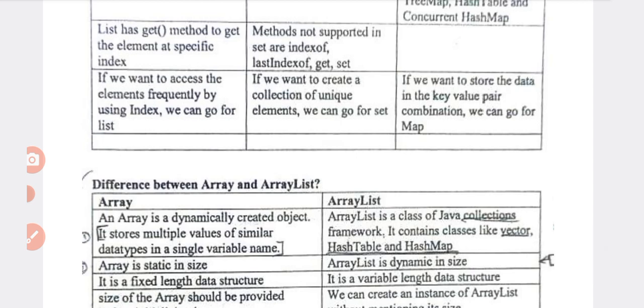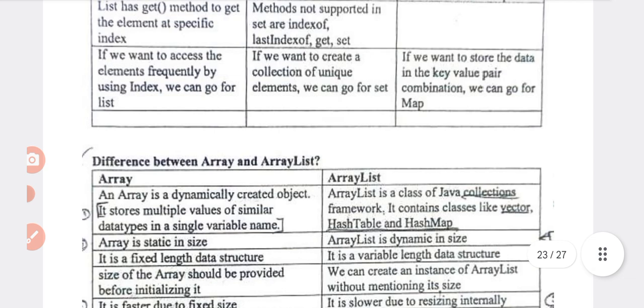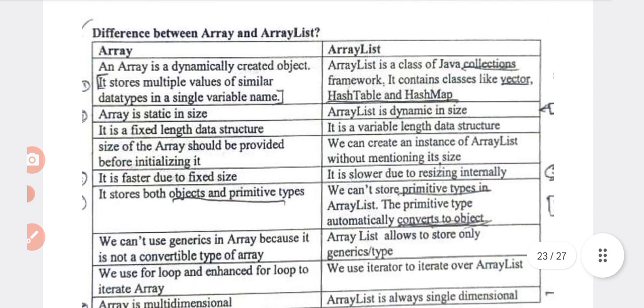If you want to create a collection of unique elements, we can go for set. If we want to store the data in key-value pair combination, we can go for map. Next, difference between array and array list.